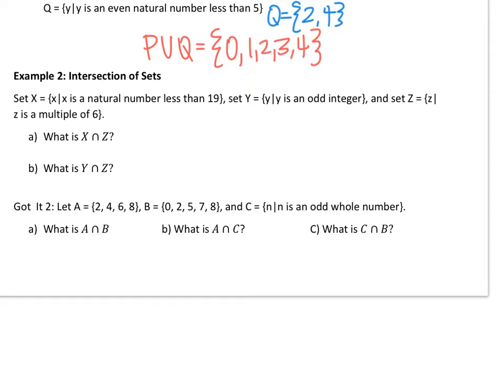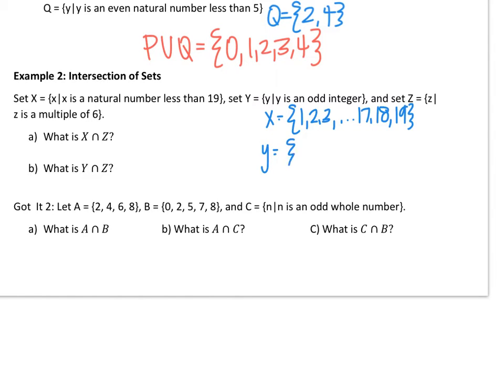All right, example 2, intersections of sets. Set X is x such that x is a natural number less than 19, and Y is an odd integer, and Z is a multiple of 6. So I'm going to write all 3 sets down because it's a lot easier to see them in roster form than it is in set builder notation. So X is going to be natural number less than 19. So 1, 2, 3, and I'm going to say dot, dot, dot, 17, 18, 19. So that just includes all the numbers between 1 and 19.